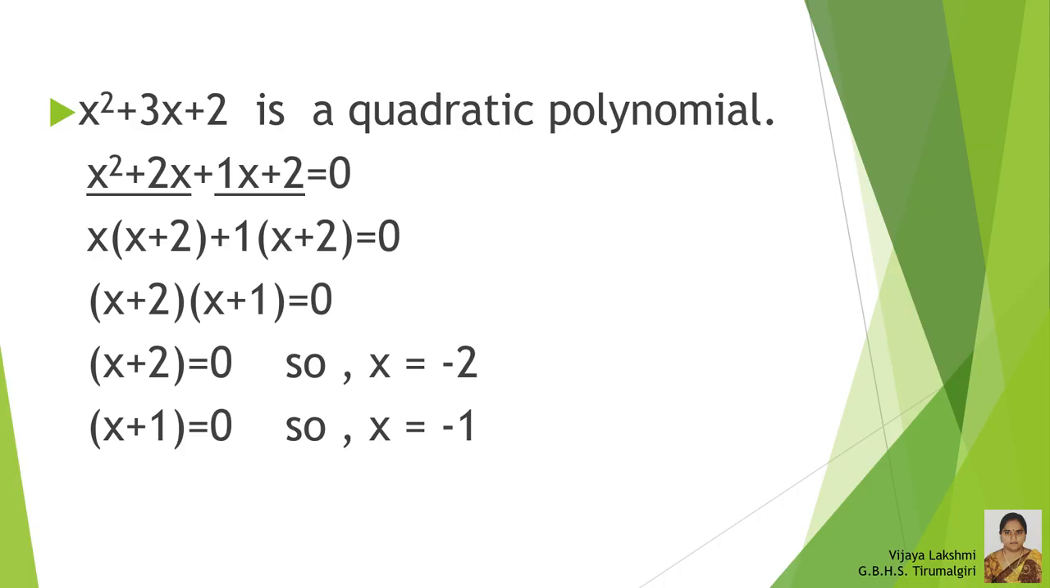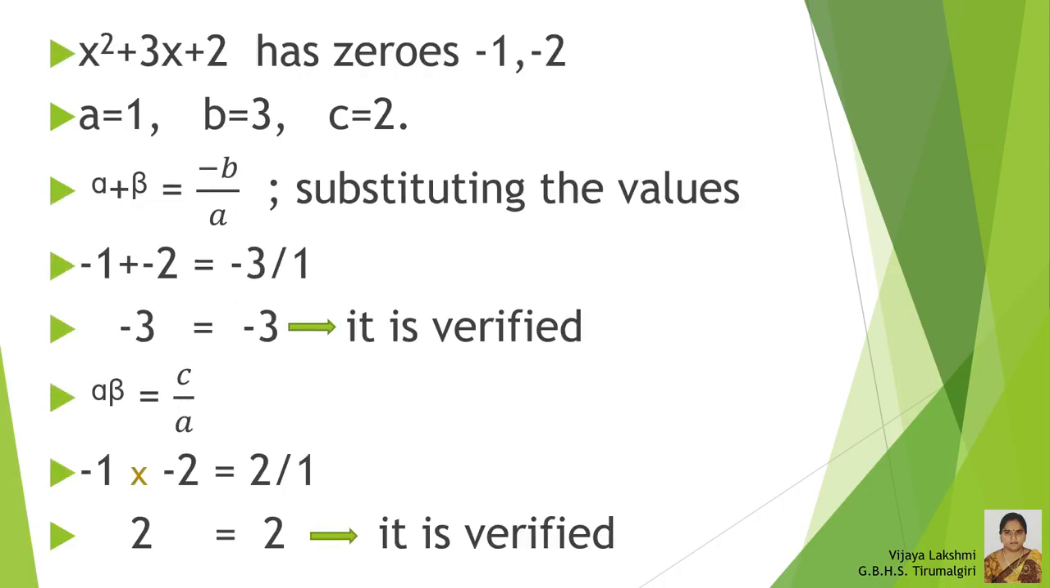So in the first two terms x is common, so x into x plus 2, plus in the second bracket we get 1 is common, so x plus 2 is equal to 0. So x plus 2 into x plus 1 equal to 0. x plus 2 equal to 0, so x is equal to minus 2 and x plus 1 equal to 0, so x is equal to minus 1. So the two zeros of the quadratic polynomial are minus 1 and minus 2.